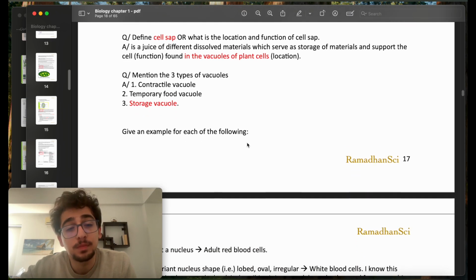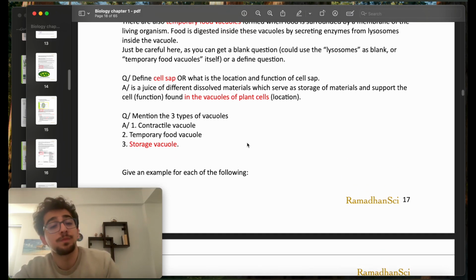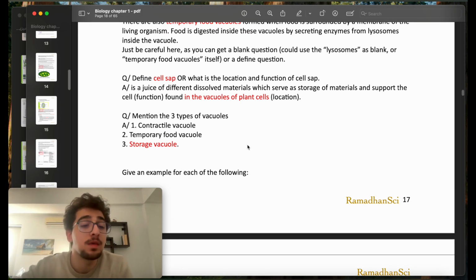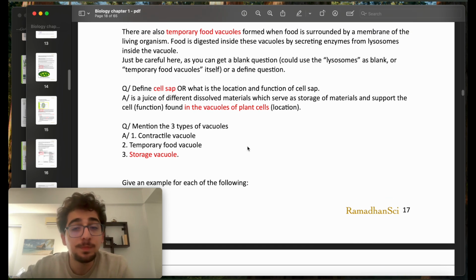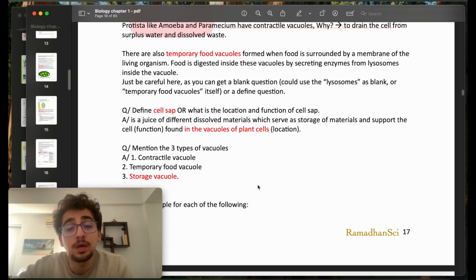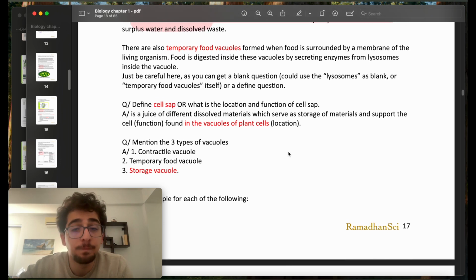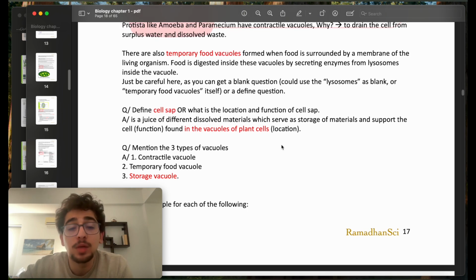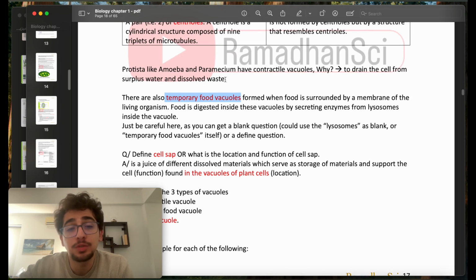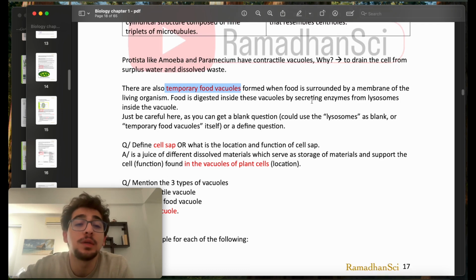So, what should you know about the vacuoles? Again, they are just structures there in the cell. Their function is to support and storage. Okay. For example, in temporary food vacuoles. And another function, the contractile vacuole, is to drain the cell from water.